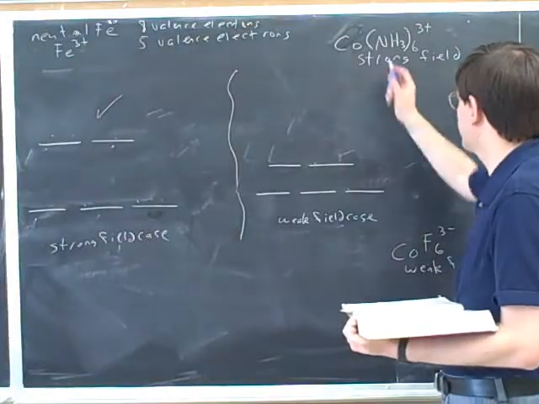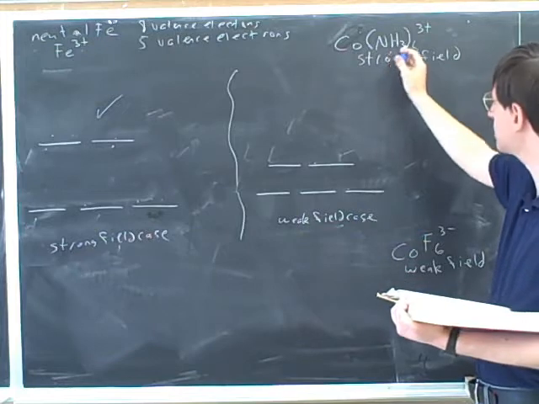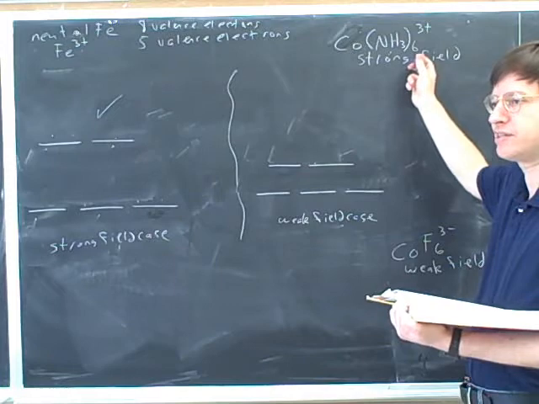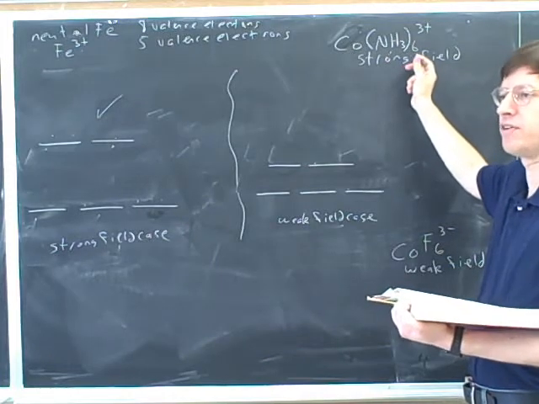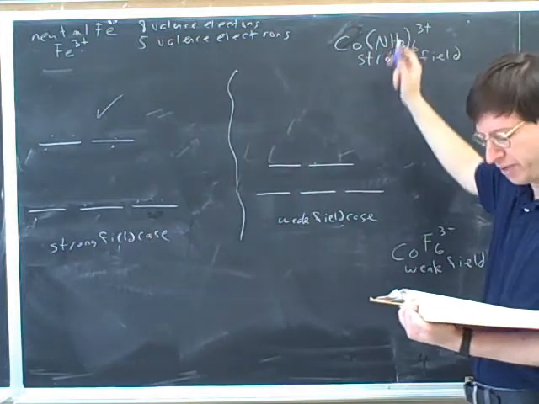Okay, so here we're given the information about this cobalt NH3, 6, 3+, and I'm going to tell you that this is a strong field case. Let's draw the electron configuration for this complex ion.